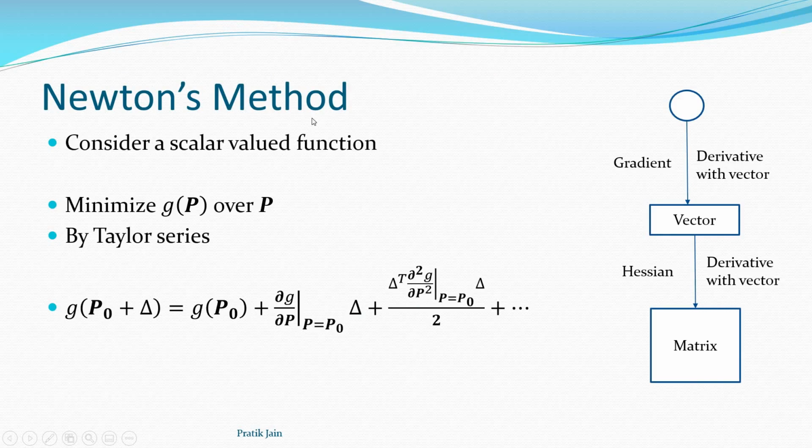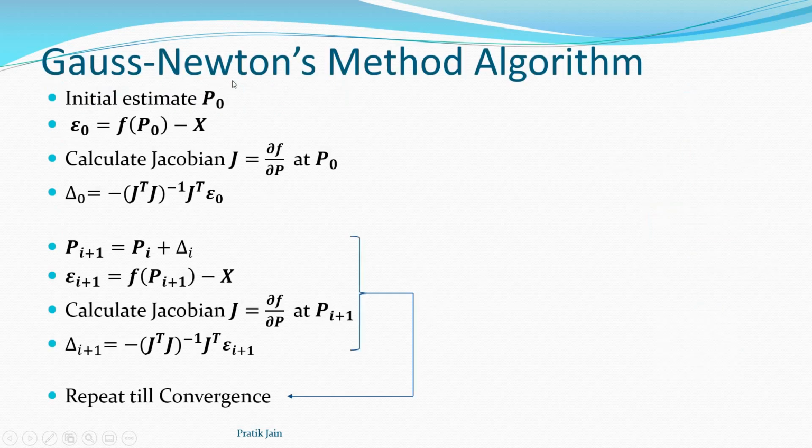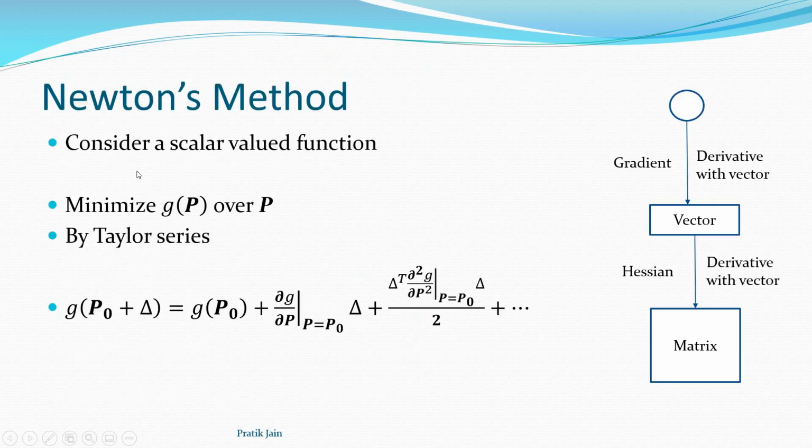Okay, now let us see Newton's method. Newton's method is some sort of generalization of the Gauss-Newton method. We'll see how. Let us consider a scalar valued function. Say we have g of p, where p is the parameter vector that we saw earlier, I'm sorry, not matrix, parameter vector. You have some function g taking the input p, and this function you have to minimize. You have to see which parameters p minimize this function g.